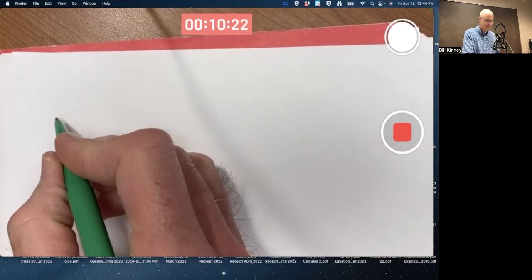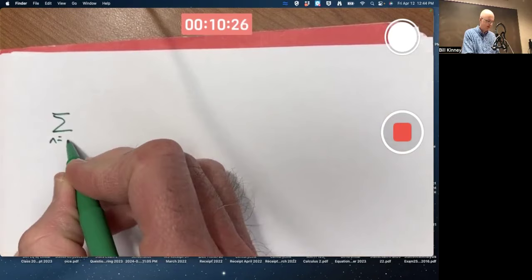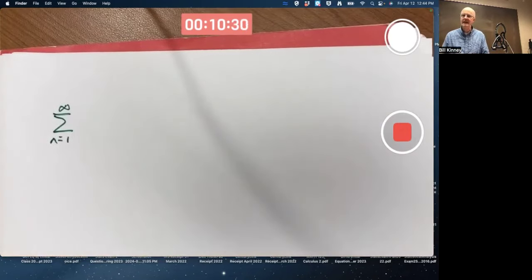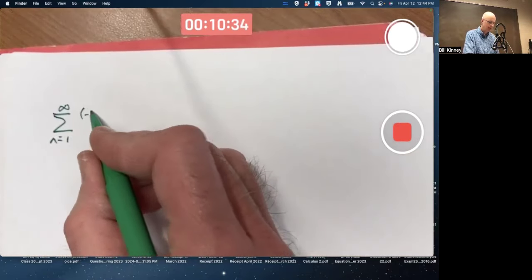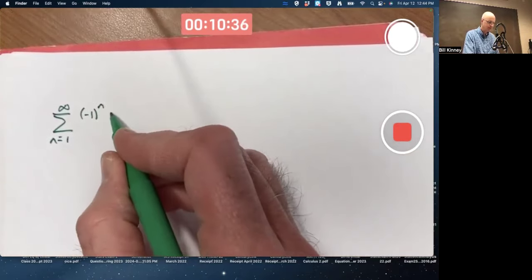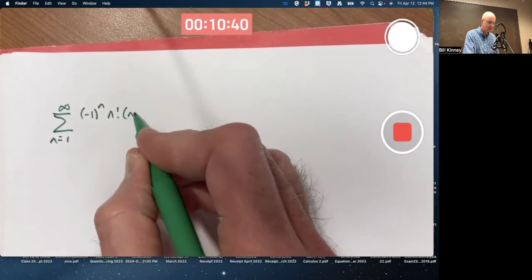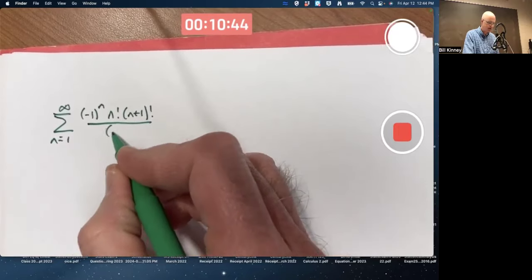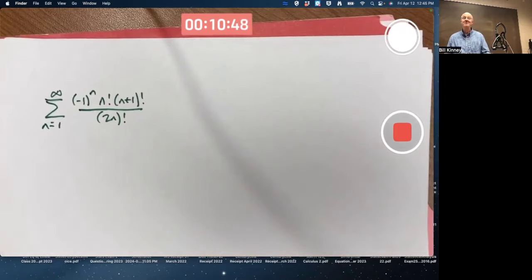Here's our next example. Consider the series n goes from 1 to infinity of a pretty complicated looking general term. I'm going to do -1 to the n power times n factorial times n plus 1 factorial, all divided by 2n quantity factorial. Yikes. Does this converge or not?